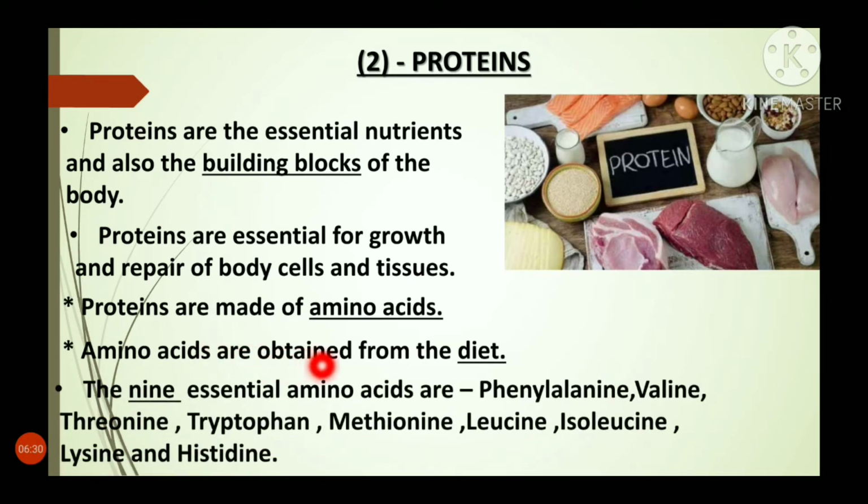The 9 essential amino acids are phenylalanine, valine, threonine, tryptophan, methionine, leucine, isoleucine, lysine, histidine. These are the 9 amino acids which are useful for our body to grow and to repair our body cells and tissues, which we can obtain by having proteinaceous food like dry fruits, non-vegetarian, milk, butter. These all are proteins.